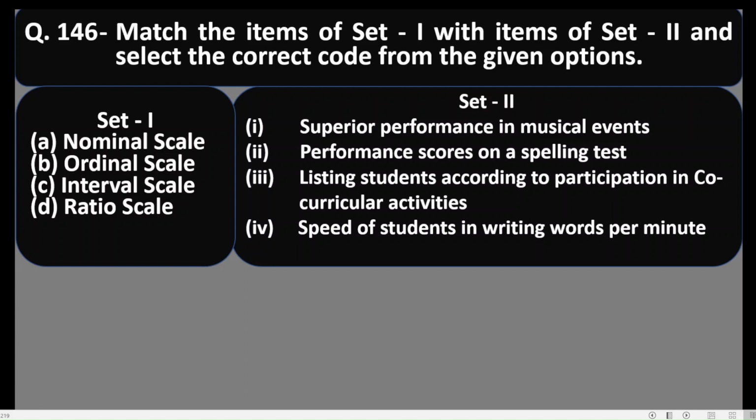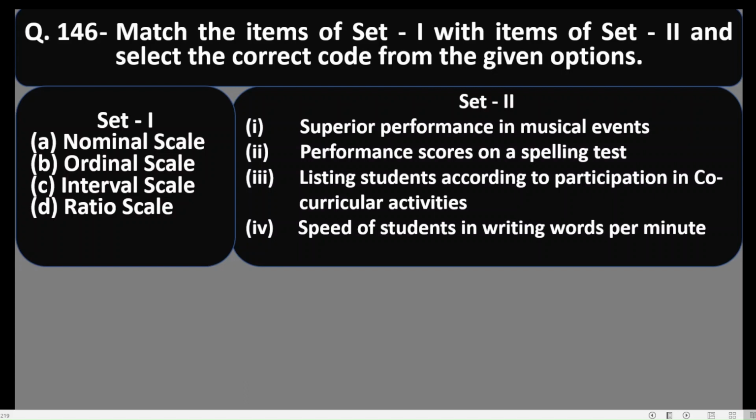Number 3, listing students according to participation in co-curricular activities. It is nominal scale because here the list of the student is made only on the basis of the participation in co-curricular activities. It is to be decided that the students has participated in the co-curricular activities or not. Only to identify such students this list is made. So it is nominal scale. So number 3 of set 2 belongs to the nominal scale that is written in A in set 1.